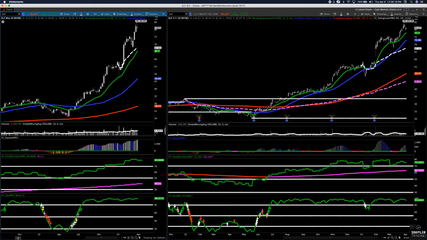Experimenting with which moving averages to use, I would start with the 21, 50, and 200. 21 EMA, 50, and 200 SMA, and then you can build it out from there. You can add the 8 later.